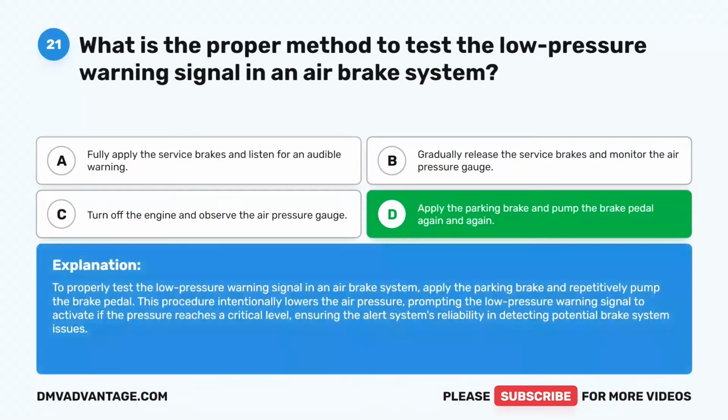To properly test the low-pressure warning signal in an air brake system, apply the parking brake and repetitively pump the brake pedal. This procedure intentionally lowers the air pressure, prompting the low-pressure warning signal to activate if the pressure reaches a critical level, ensuring the alert system's reliability in detecting potential brake system issues.